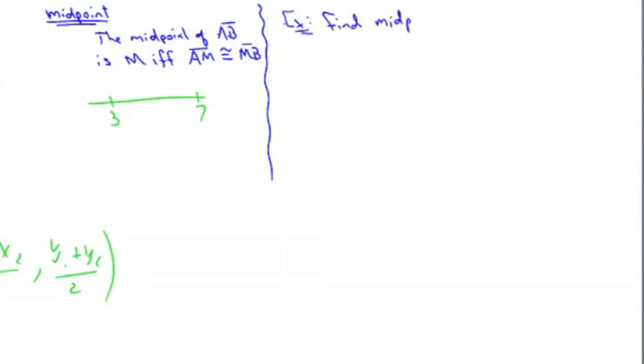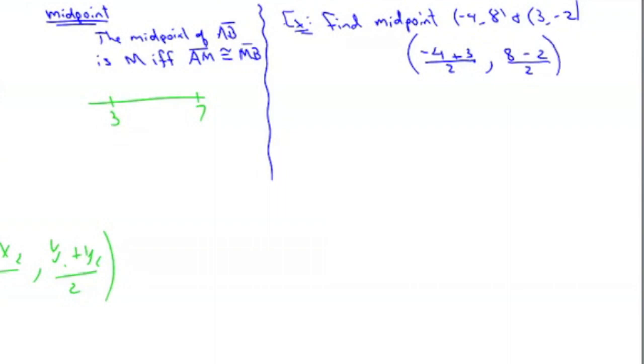Alright, so if I ask you to find the midpoint of negative 4, 8 and 3, negative 2, how do you find the midpoint between these two things? Negative 4 plus 3 divided by 2, 8 minus 2 divided by 2. One thing I love when people do is put an equal sign someplace in this formula. This formula has nothing to do with equal. So this is comma, negative 1/2, 3. Yeah, she got 3. Okay.